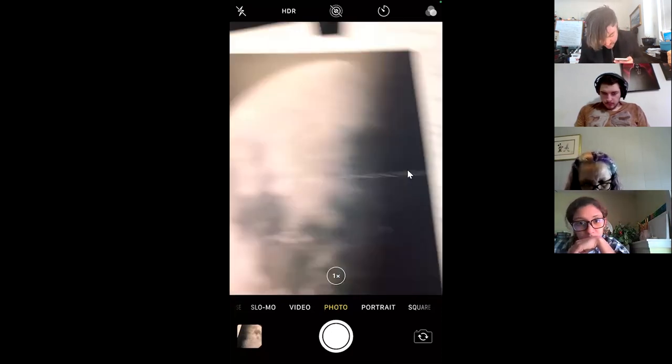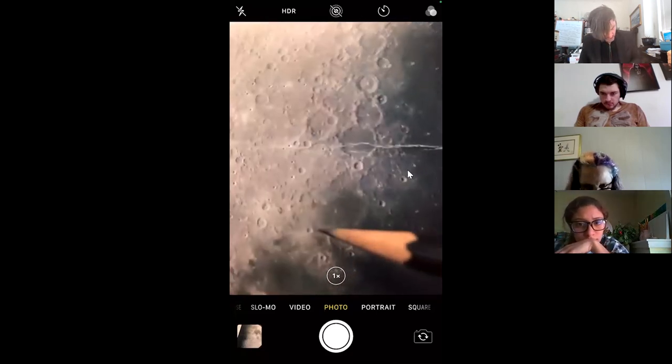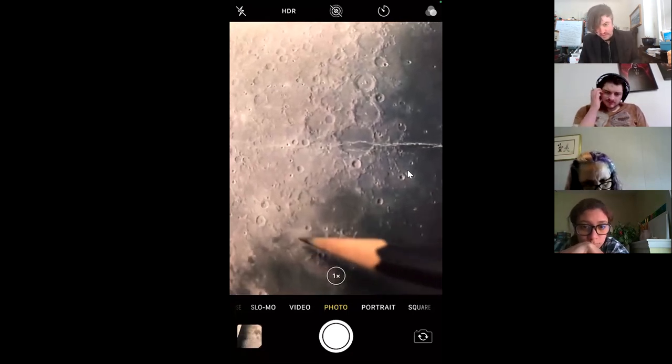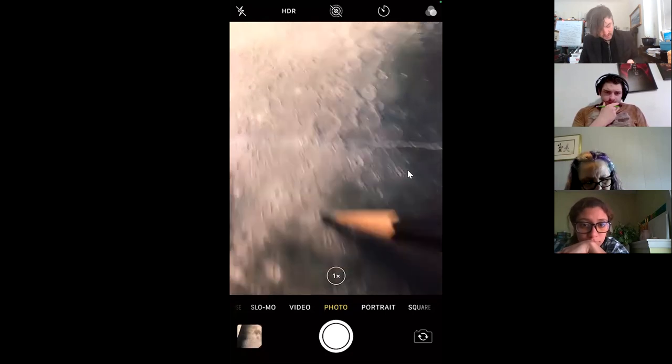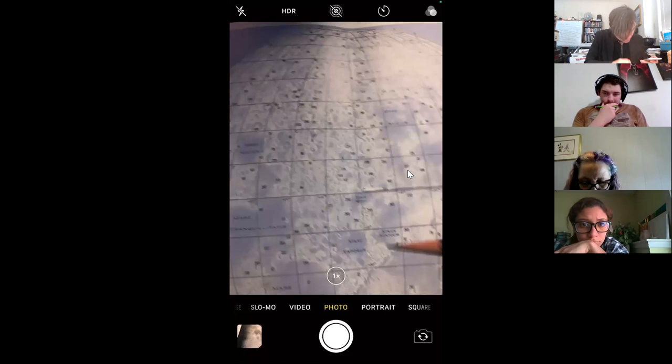C. Here. See that gray stuff surrounding it? That looks like it might be ejected material to me. That's between Mare Vaporum and the Sinus Medii.